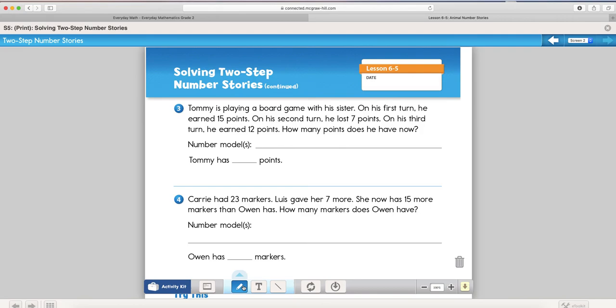Oh, not if I don't have my pen. We're going to start with 15, and we're going to take 7 away to figure out how many points he had after that. We're on number 3, Logan, okay? So do that part first. Start at 15, take 7 away.